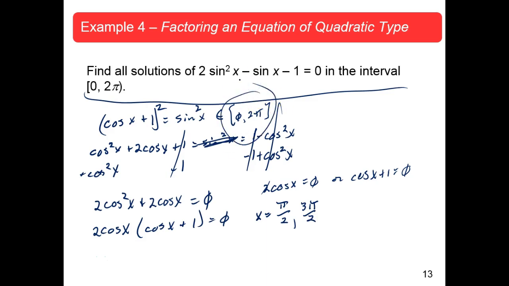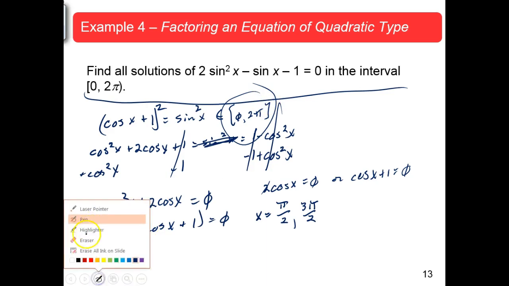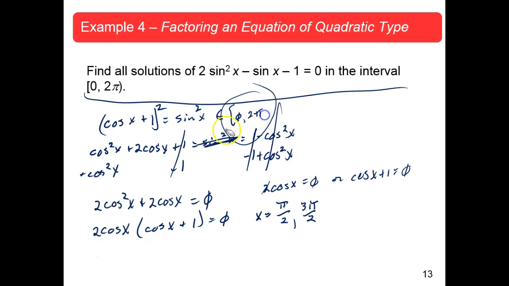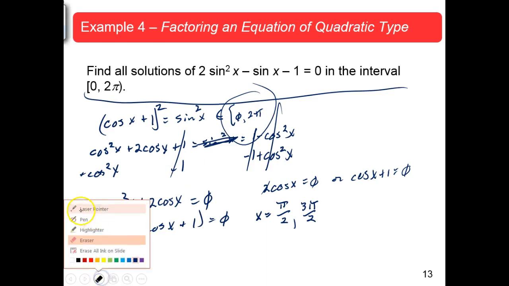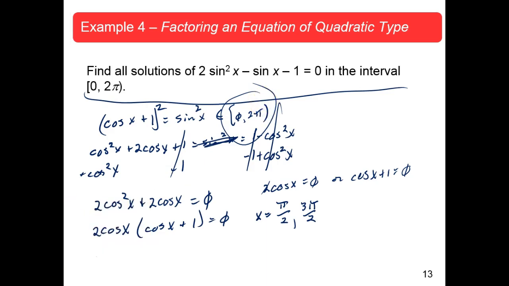I think I wrote that wrong too. This is not a square bracket. That's an open parenthesis. Okay. Sorry. Those are both within that domain, and they're the only 2 within that domain where cosine x is equal to 0.